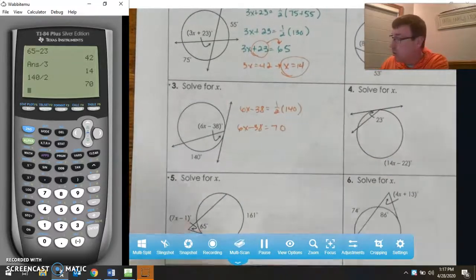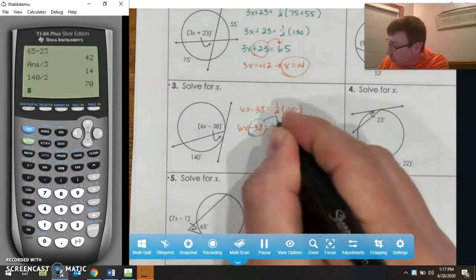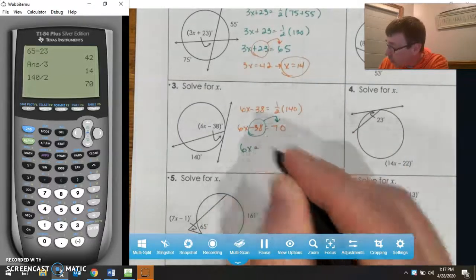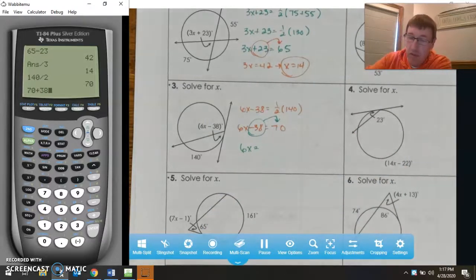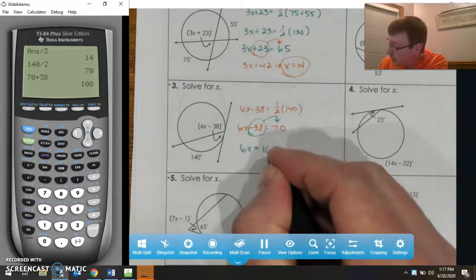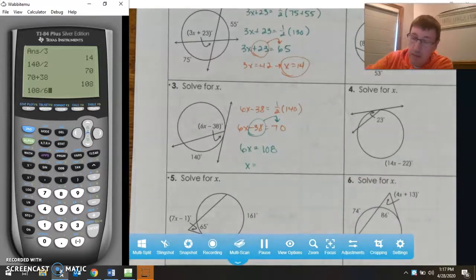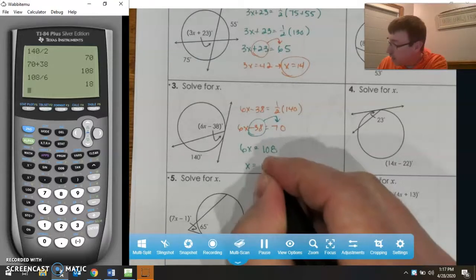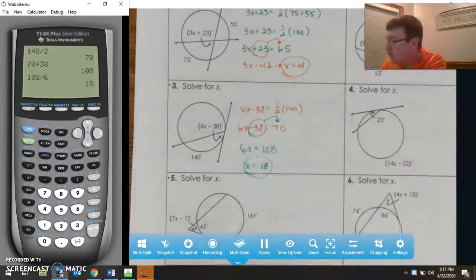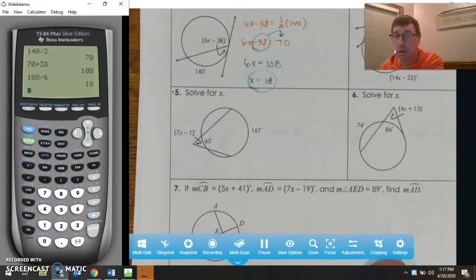I'm going to bring the 38 over here. 70 plus 38 will be 108. I'm going to divide 108 by 6, and I'll get 18. And there's our answer. Now, number 5 is like a problem that we worked on today. Number 5 is going to look like this.